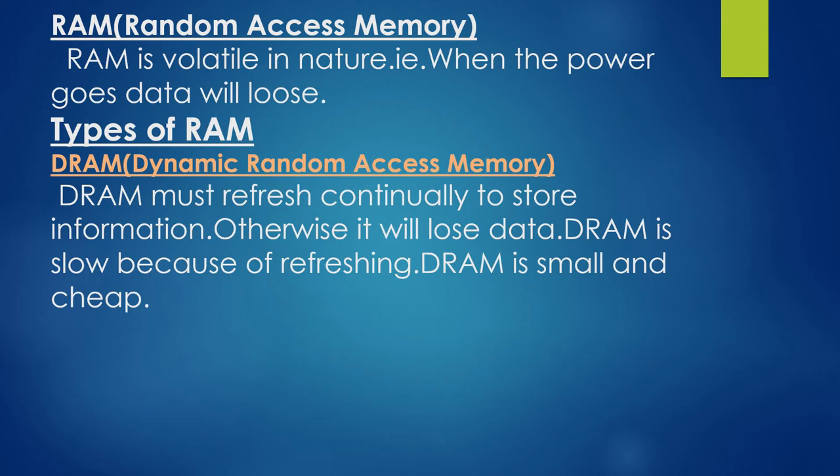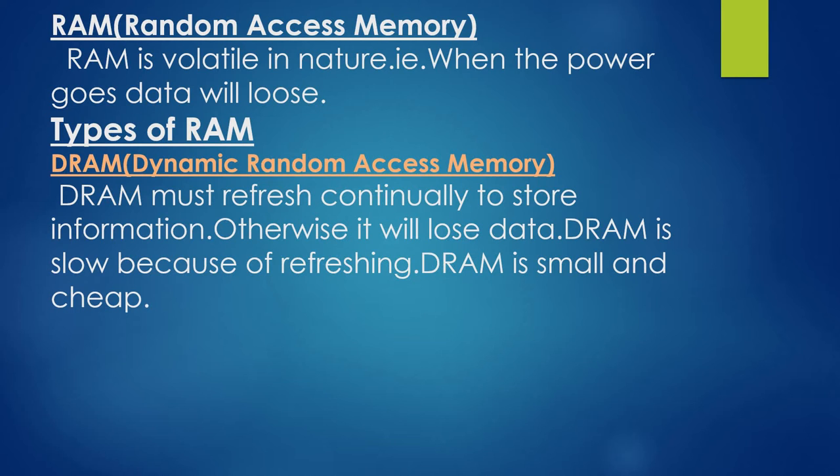RAM is the current working memory. Whatever you are working on automatically goes to the RAM. Suppose you are drawing a picture, then while you are drawing, it is automatically going to the RAM. Next, types of RAM. The types of RAM are DRAM, SRAM, SDRAM, DDR SDRAM, EDO RAM.